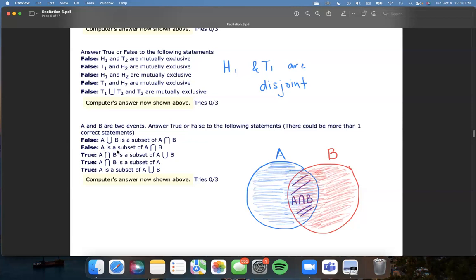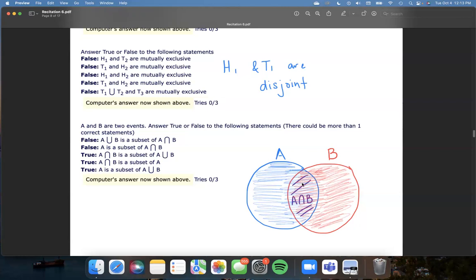Next, A is a subset of A intersect B. So that's also false because you'll notice that between all of A and then A intersect B, A intersect B is the subset of A, not the other way around. A is the larger space that contains A intersect B. So to say that A is a subset of this small region would be incorrect. So that's false. We already discussed this third one, that's true.